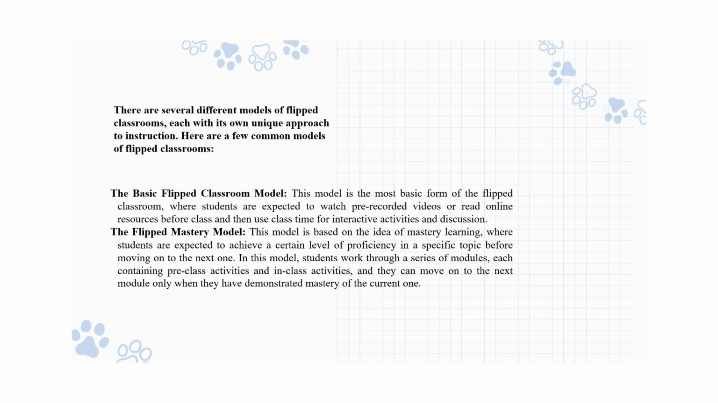The flipped mastery model. This model is based on the idea of mastery learning, where students are expected to achieve a certain level of proficiency in a specific topic before moving on to the next one. In this model, students work through a series of modules, each containing pre-class activities and in-class activities, and they can move on to the next module only when they have demonstrated mastery of the current one.